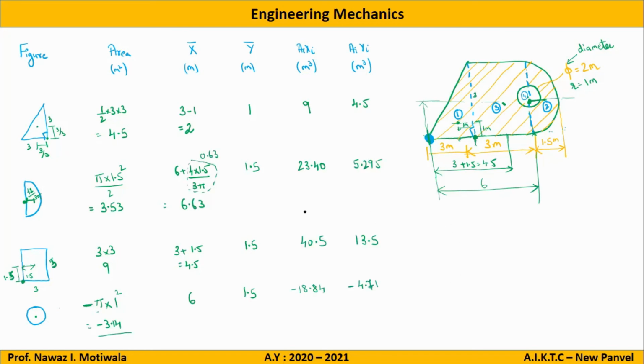So now we are done with all the calculation. We will start with our final step, that is x bar is equal to summation of Ai xi divided by summation of Ai. And what is summation of Ai xi? Now again, while calculating, don't forget that this is minus. So add all this and subtract this value 18.84. And also give me the answers for Ai yi and Ai. Can someone give me these answers?